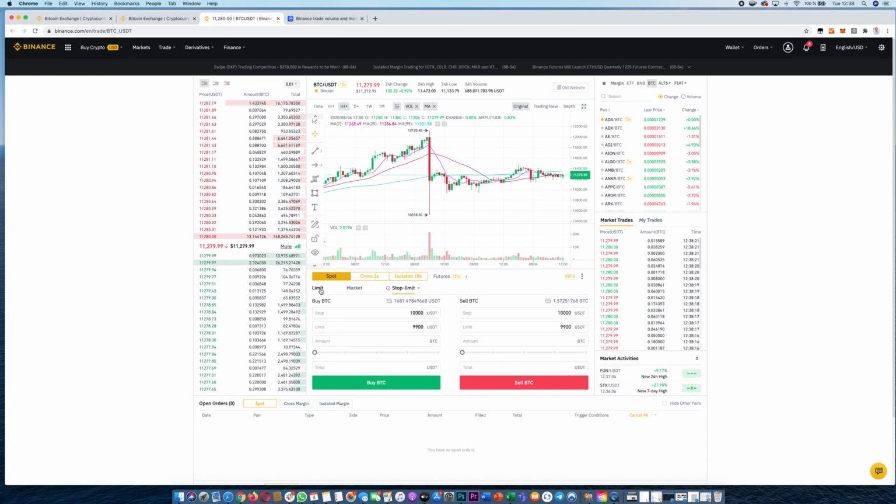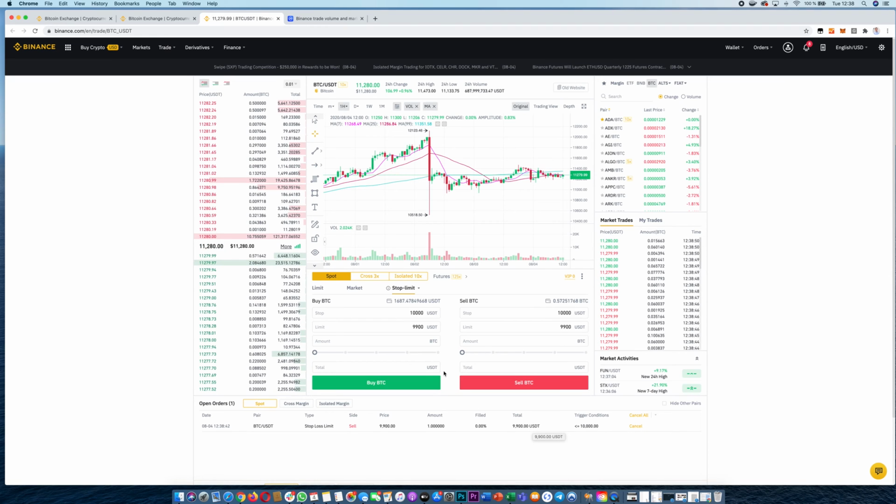Then I could just do a limit order. However, with a stop limit order, I can also set a limit. So let's say the price drops below 10,000 USDT. I want to sell my BTC, or at least one BTC, for at least 9,900 USDT. So if you do that, you're actually making sure that you receive at least 9,900 USDT for the one BTC you are selling.